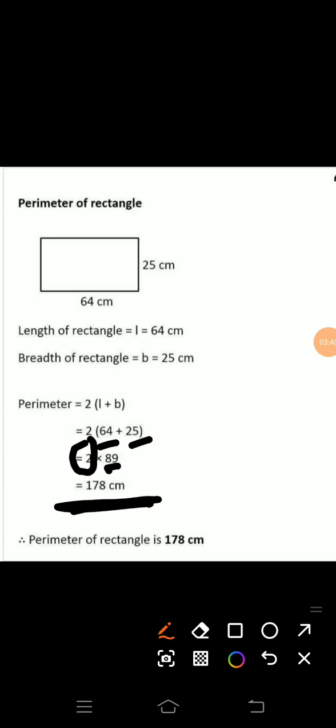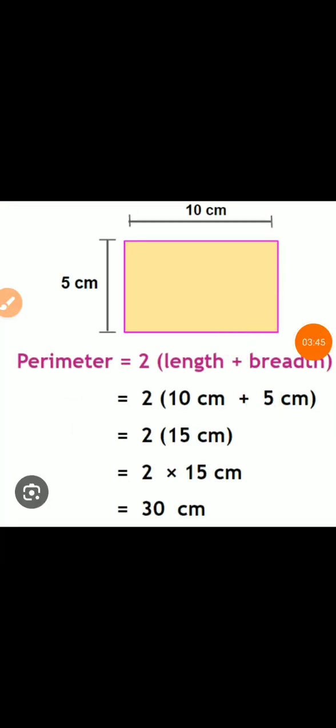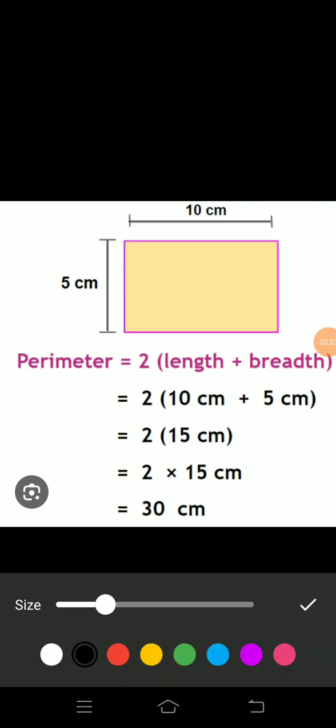To understand this topic in a better way, let's move to the next question. Now again we have the same question, same figure, but the measurement is different. Now we can see here we have length 5 centimeter, breadth 10 centimeter. We'll put it in the formula, perimeter equal to 2(L plus B).